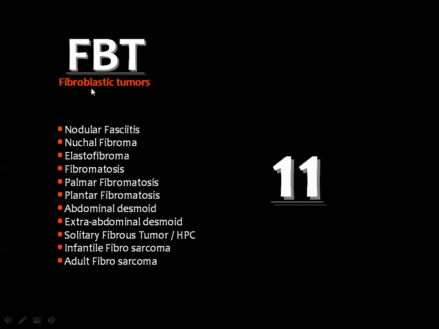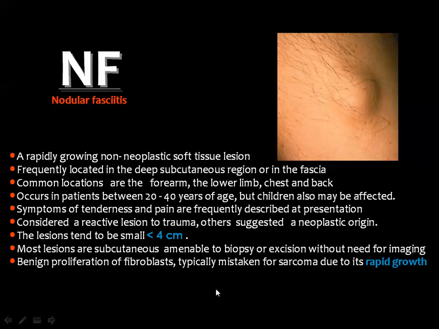These are the fibroblastic tumors. They include nodular fasciitis, nuchal fibroma, elastofibroma, fibromatosis, plantar and Bulmer, as well as abdominal desmoid tumor and extra-abdominal desmoid tumor. Then we'll discuss the solitary fibrous tumor and hemangiopericytoma. The malignant ones are the infantile fibrosarcoma and the adult fibrosarcoma.